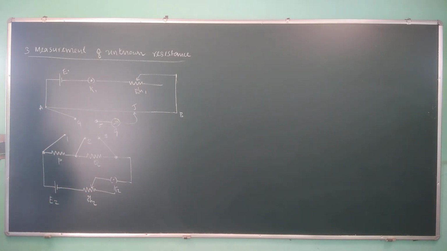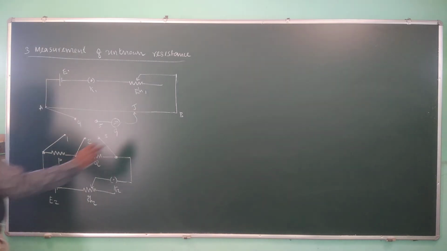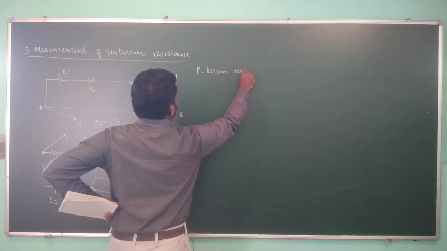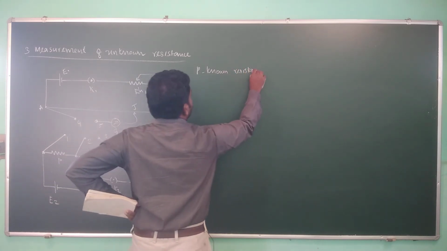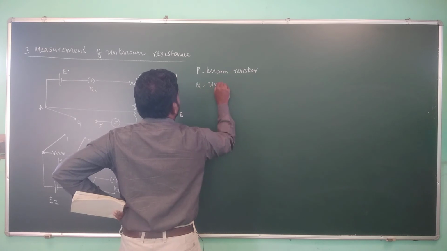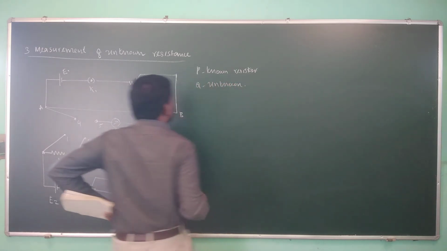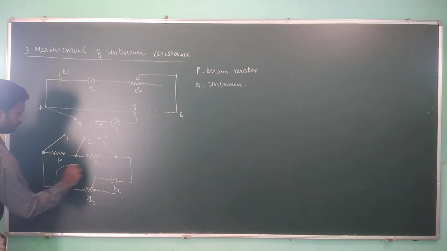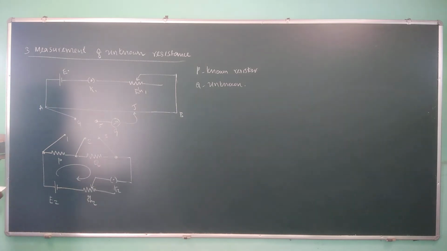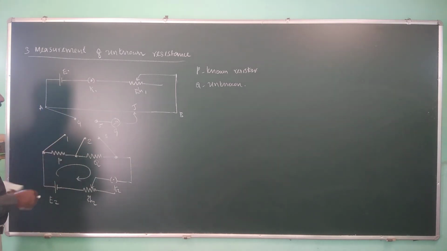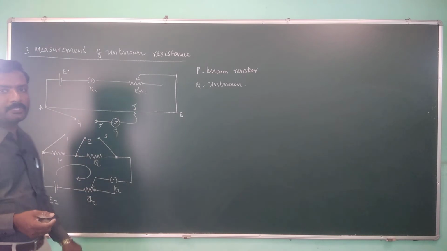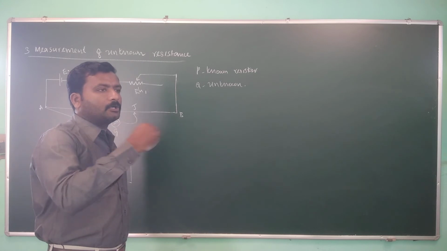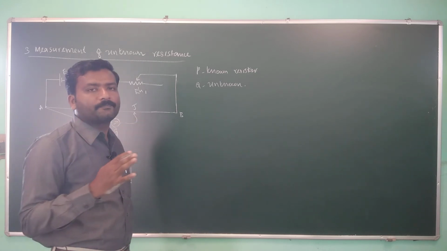Now see, this resistor P is a known resistor while Q is unknown, and this is to be calculated, this is to be measured. For this purpose, we are going to apply some current using the battery. In series, the potential will be divided, current is not divided. It will be the same. If there are multiple components in series, the current is equal for all of them.